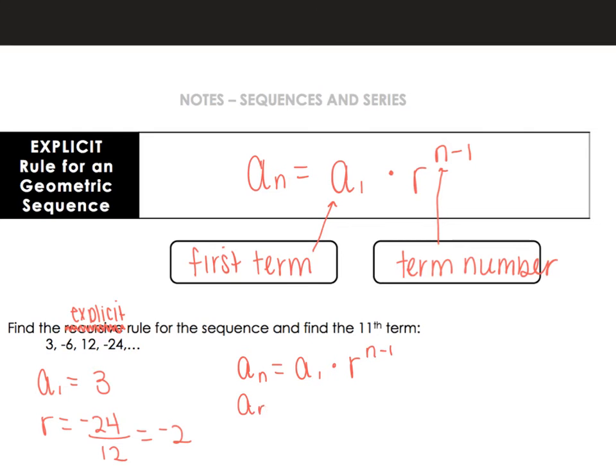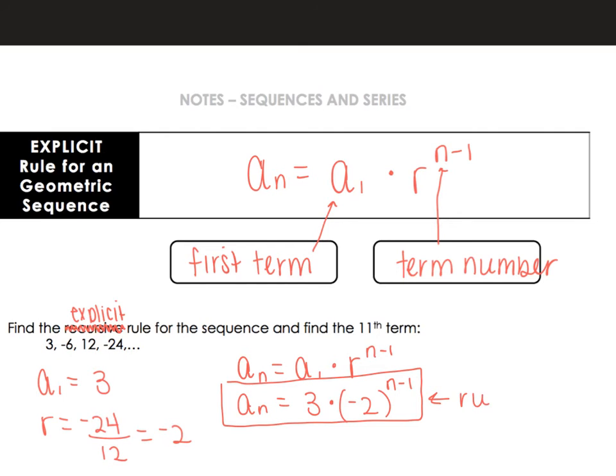So we're going to plug in what we have. So a sub n equals, we're going to have our a sub 1, which is our first term, is 3 times our r is negative 2. Now notice that this is negative, so make sure you use parentheses. If not, it looks like you're writing 3 minus 2. So we have negative 2 to the n minus 1. So this is our rule here.